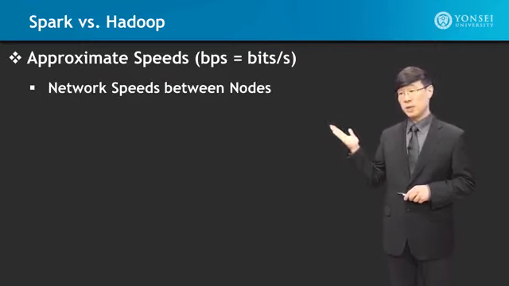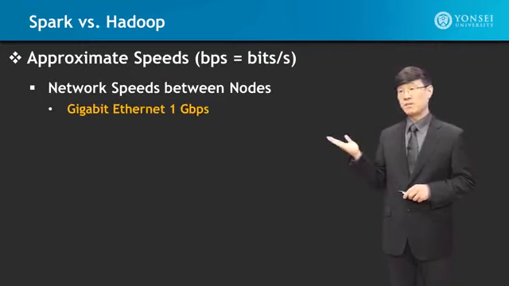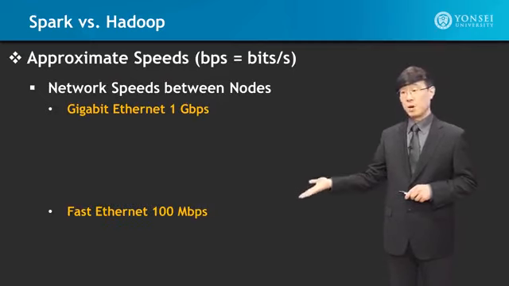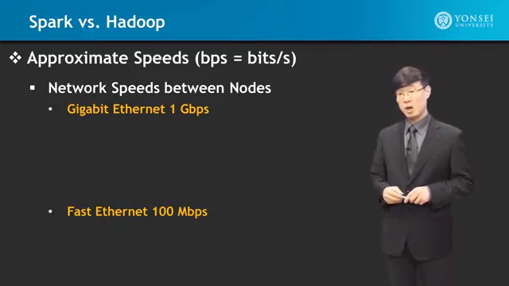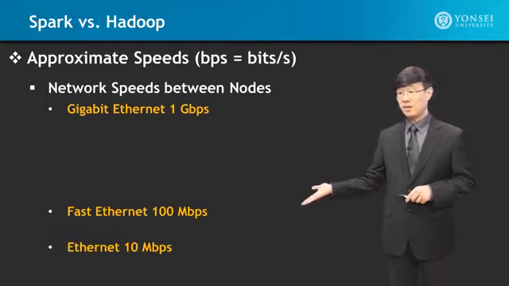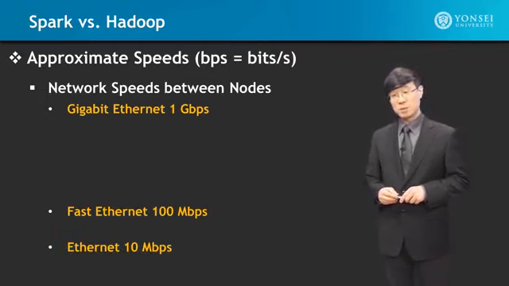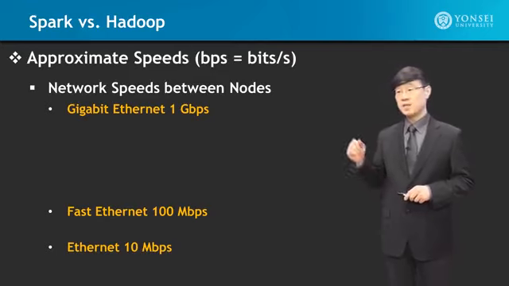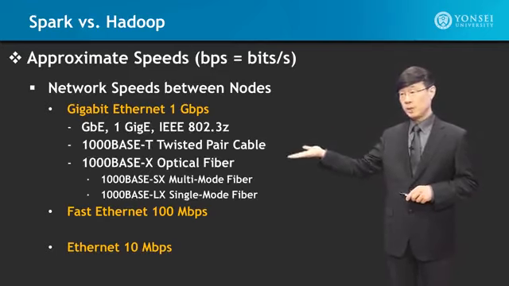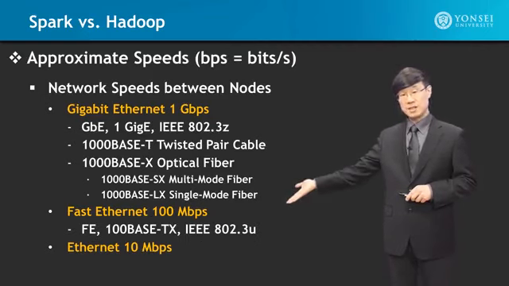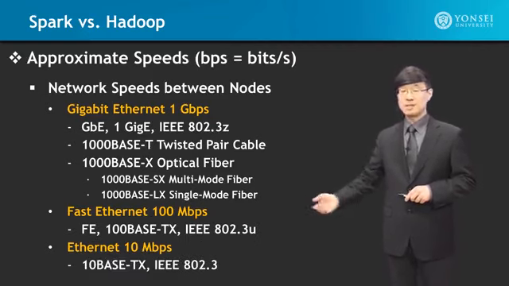Also, the network speeds. We have gigabit Ethernet at 1 gigabit per second or higher. We have fast Ethernet at 100 megabits per second speeds. And we have Ethernet at 10 megabits per second speeds. The specifics for the protocol would be listed like here for gigabit Ethernet. For fast Ethernet, these are the standards. And for Ethernet, these are the standards.